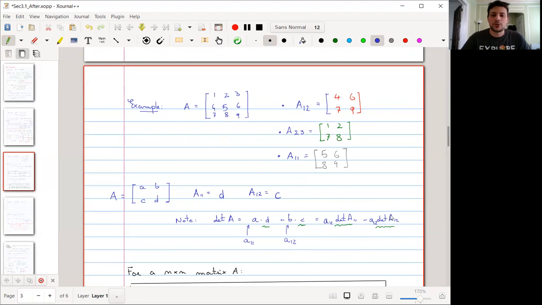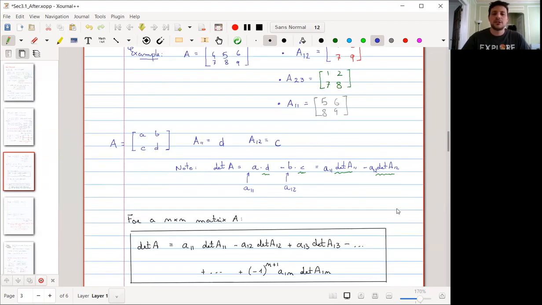Now we'll take this formula and extend it to a bigger sized matrix. We will just move along the first row of the matrix and look at its entries, A11, A12, A13, all the way up to A1n, and multiply each one of these entries by the determinant of the reduced matrix with corresponding indices. So A11 will be multiplied by the determinant of capital A11, A12 will multiply the determinant of capital A12, and so on.